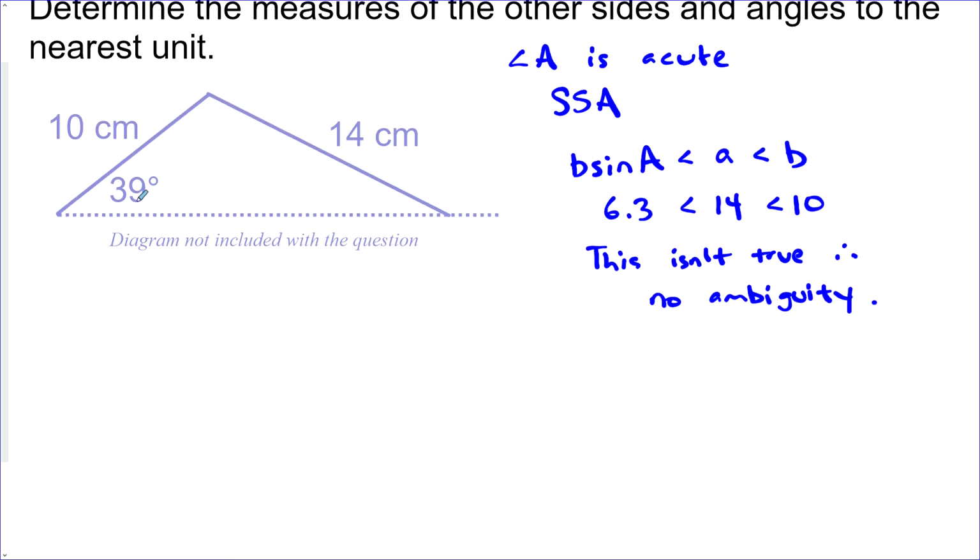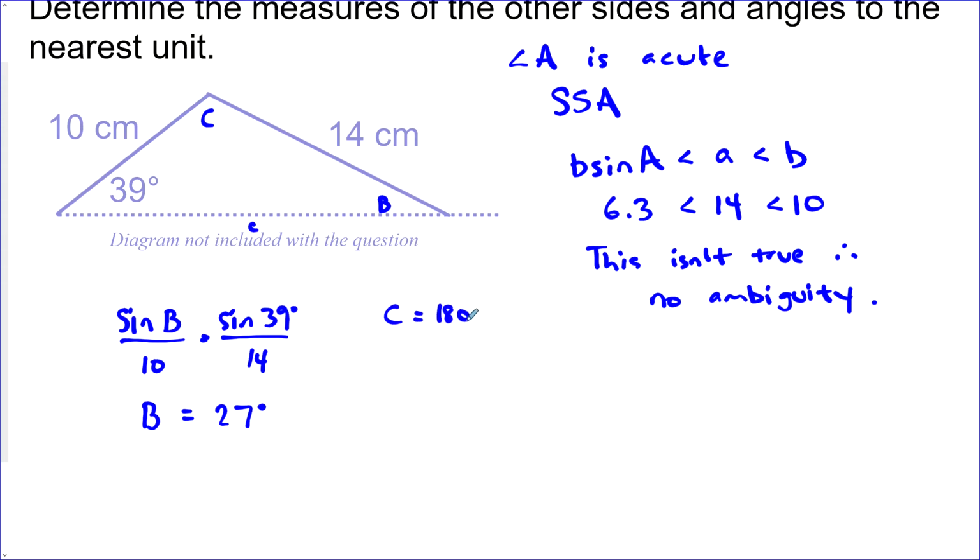So let's find, if this is angle A, this would be angle B and angle C inside C. So let's find angle B, and that's matched up with 10. We'll compare it to sine 39 degrees over 14. Do some algebra here. We get that B is equal to 27 degrees. And then to find angle C here, we just need to take 180 degrees, subtract 27 and 39, and we get that angle C is 114 degrees.